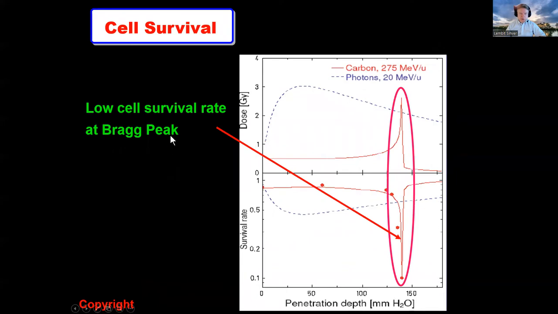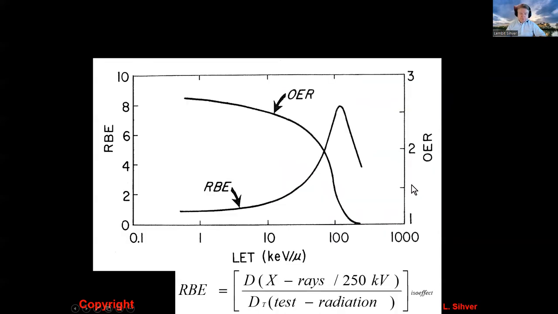So if you look at cell survival, if you look at carbon, 275 MeV per nucleon, compared with photons, you have seen the depth distribution of photons. One good thing with carbon ions is that you have low cell survival rate at the Bragg peak. So the low cell survival is just at the Bragg peak. And this is not the case for all heavy ions, because with heavier ions than carbon, you have more fragmentation, you have a larger tail, and this causes high LET, short range particles, and the lowest survival rate is shifted from the Bragg peak.